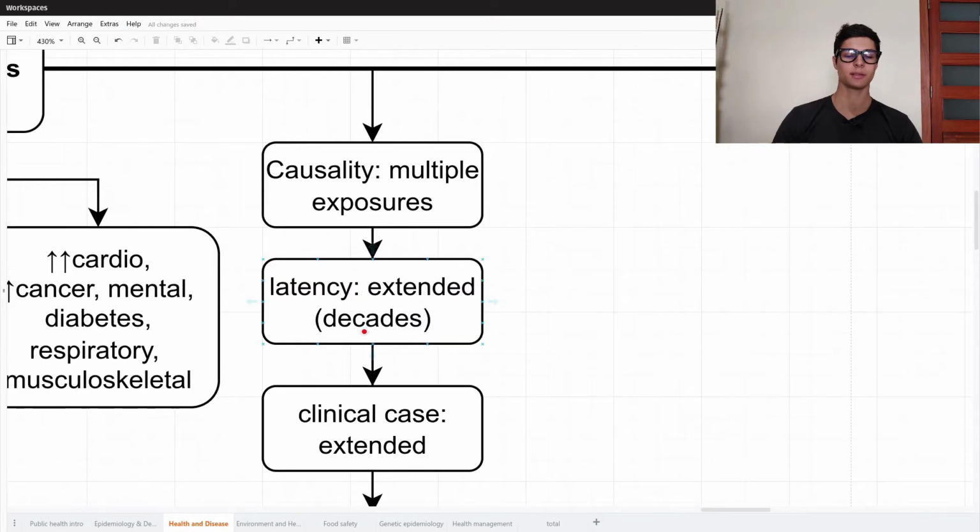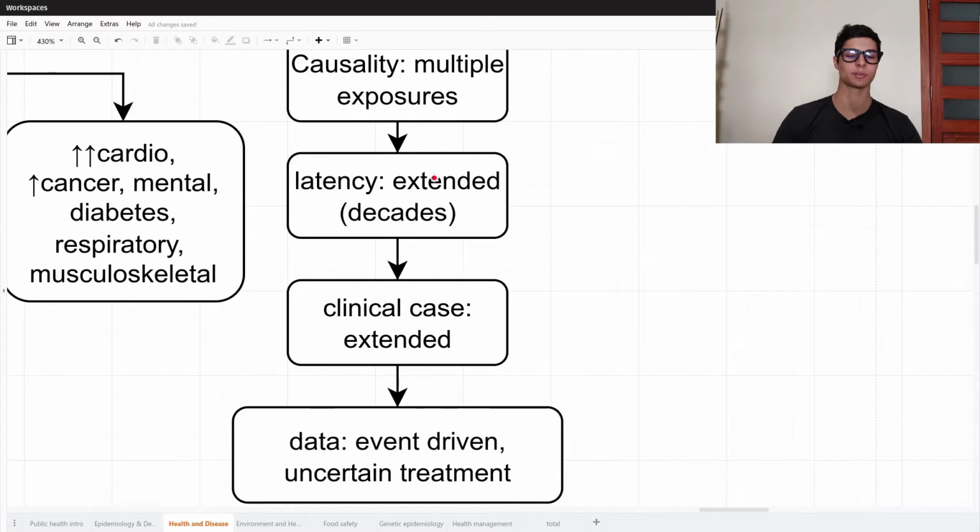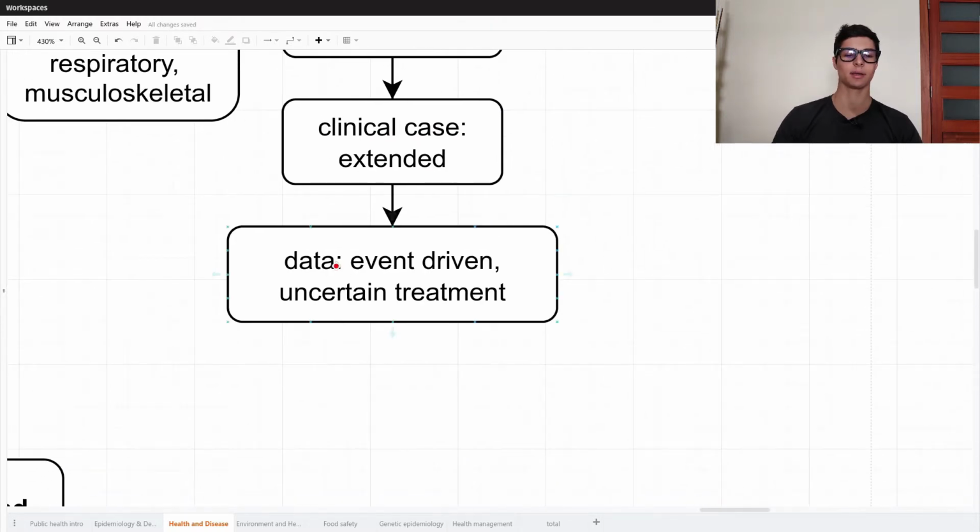Latency, extended by decades, because you have to get a lot of exposure. The clinical case is also extended. And the data is event driven. That means that it depends case by case. And there is not a certain treatment to these diseases.